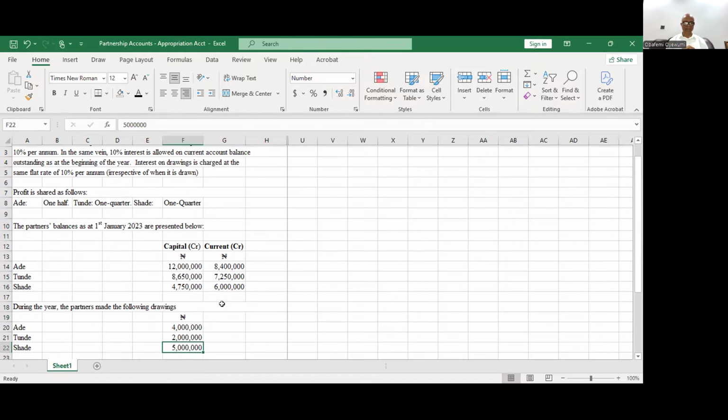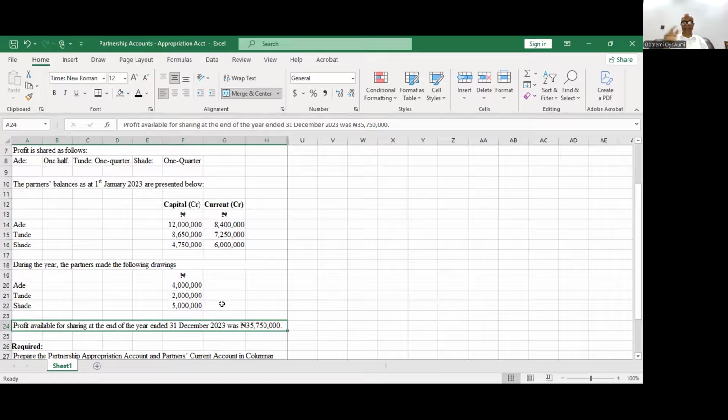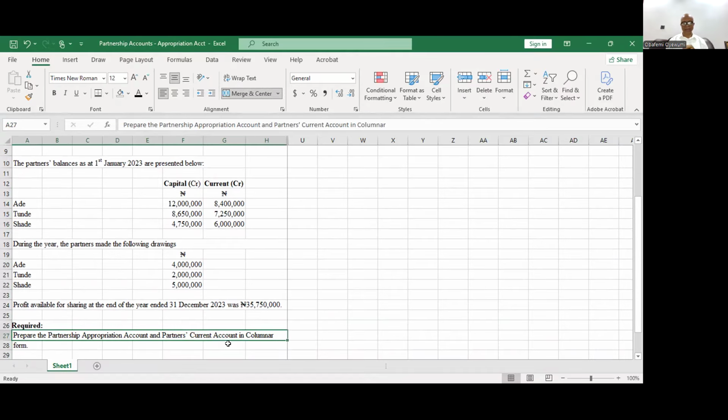So let's look at the other matters there. During the year, the partners made the following drawings: Ade 4 million, Tunde 2 million, then Shade 5 million. I believe you can see that. Profit available for sharing at the end of the year, December 2023, was 35,750,000. And so the question: prepare the partnership appropriation account and partners' current accounts in columnar form.